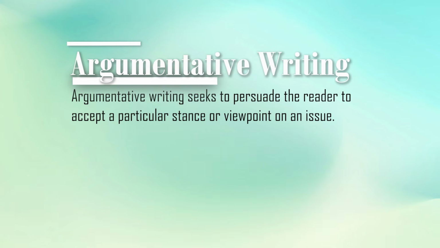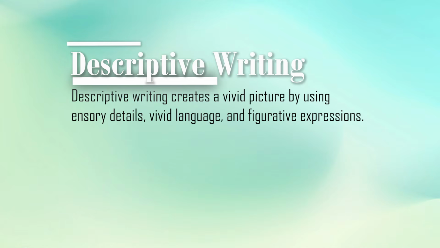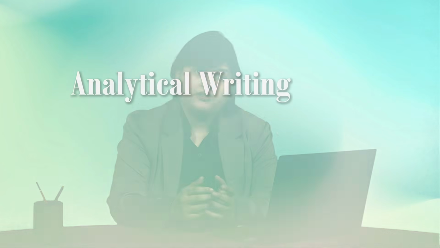The second is argumentative writing. Argumentative writing seeks to persuade the reader to accept a particular stance or viewpoint on an issue. It presents a clear thesis statement, supports it with evidence, and addresses counterarguments. Third is descriptive writing, which creates a vivid picture by using sensory detail, vivid language, and figurative expressions. Its goal is to engage the reader's imagination and convey a detailed portrayal of the subject. The fourth is analytical writing.